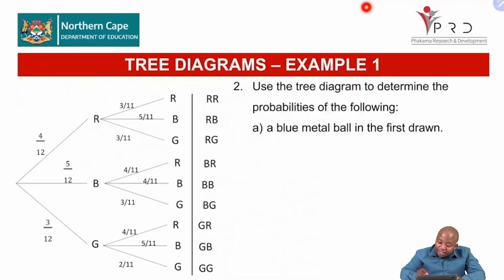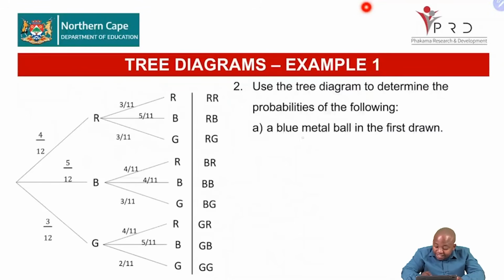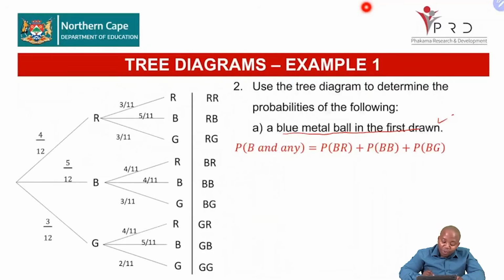Number 2 says, calculate the probability of selecting a blue metal ball in the first row. So if the blue metal is drawn first, what are we looking at? We are looking for those that deal with B first. Which ones are those? It's BR, BB, and BG. So it's going to be the probability of a blue and any, because we want the blue metal first drawn. So all of those that start with a B.